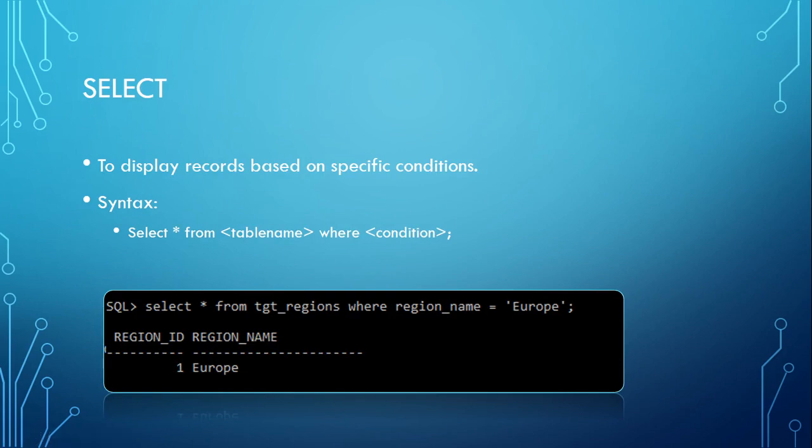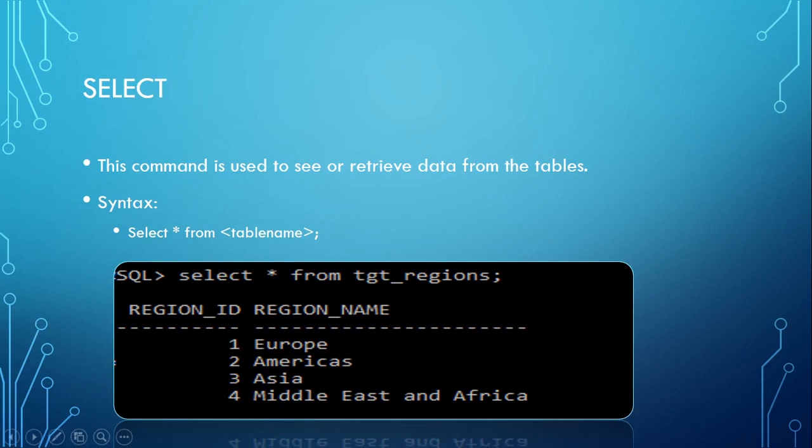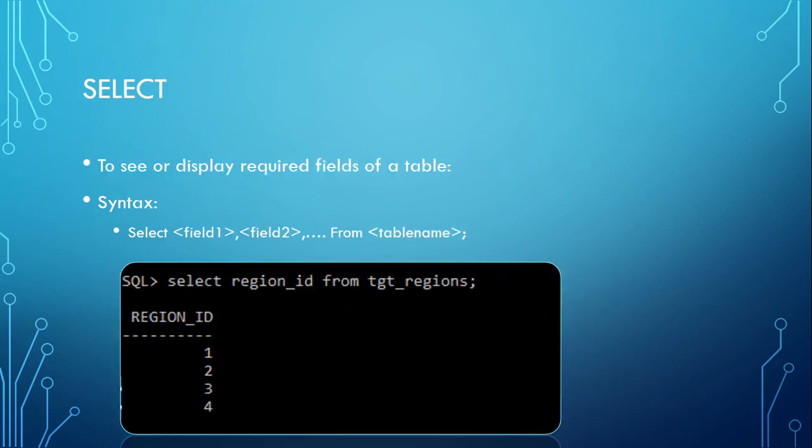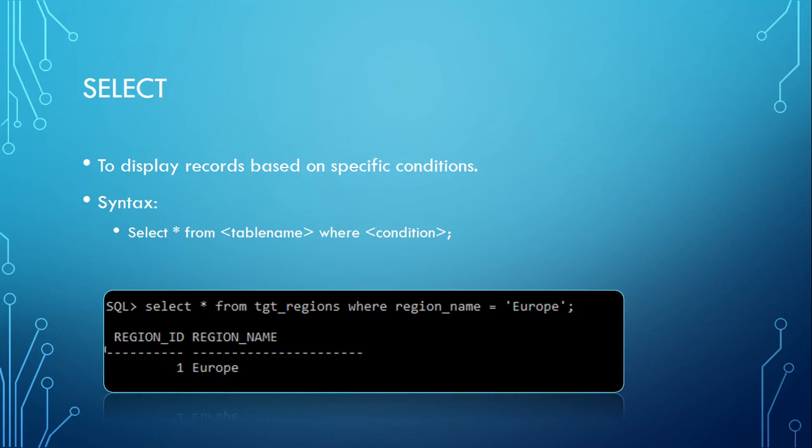Another important clause here is that you can use WHERE conditions. Earlier, it displayed all the fields and records information. Now I have a condition: I want to see all fields but only particular records. My condition is wherever the region name is Europe, I want to see all the records related to region name Europe. So SELECT * FROM target regions WHERE region name equals 'Europe'.